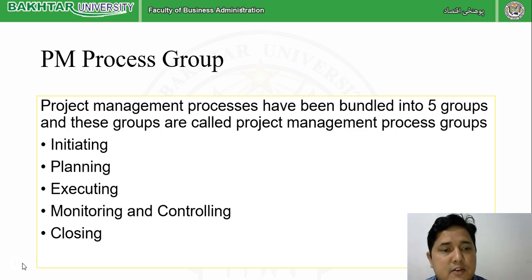Each and every step has some specific activities, and when the first is completed, we move to the second, then the third, then the fourth, and then we close the project. It doesn't mean we cannot go back. We can go back, but we cannot do the activities which are part of planning in initiating. So every process group has its own specific objective and its own specific activities.